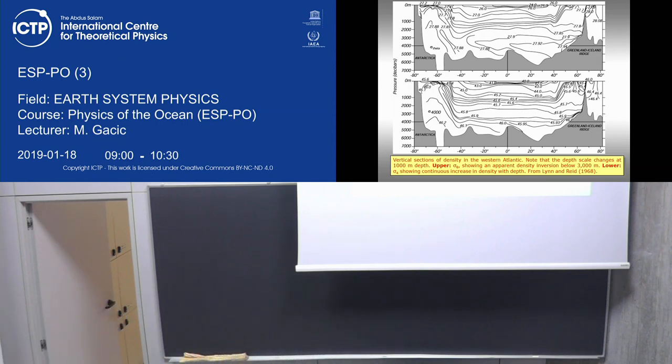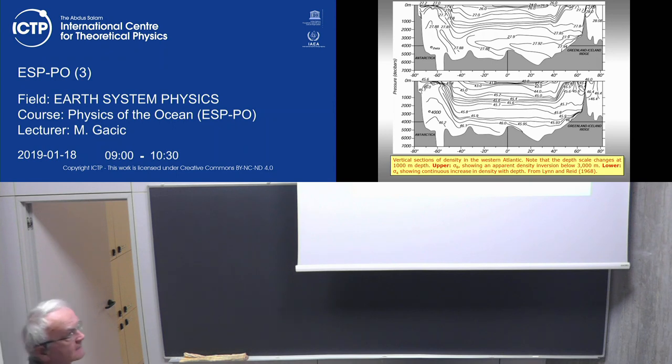Okay, so yesterday we were talking about the meridional cross section, and we were talking about different features of the density field, and also of the temperature and salinity, because you should know that temperature and salinity, which are variables of state of the seawater, are connected with the density by the equation of state.